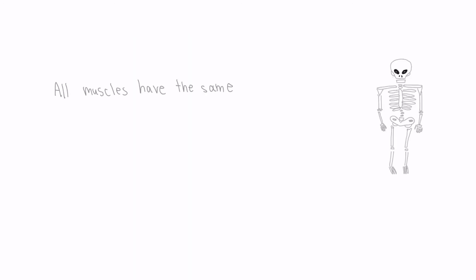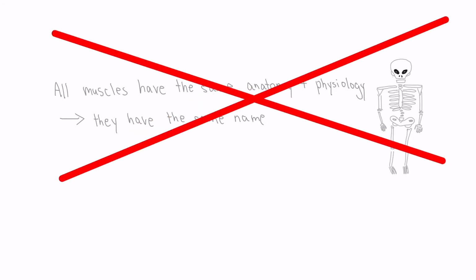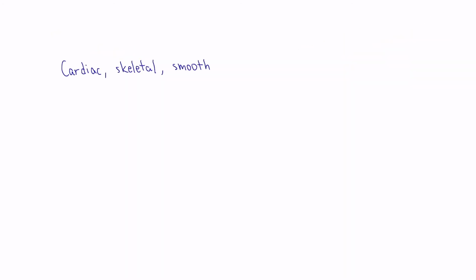All muscles have the same anatomy and physiology, hence why we call them all the same name. Wrong. There are 3 different types of muscle, but to help your revision as best as possible, we will only be discussing 2 today, cardiac and skeletal.